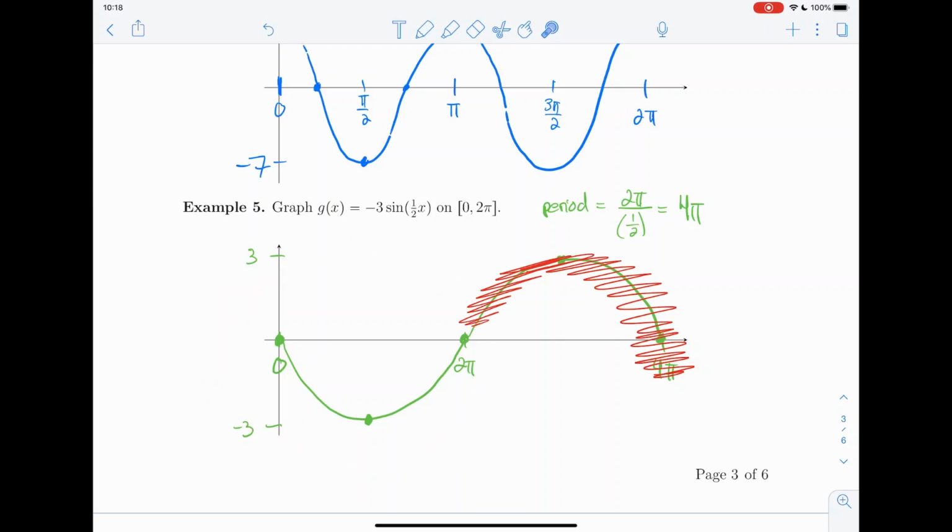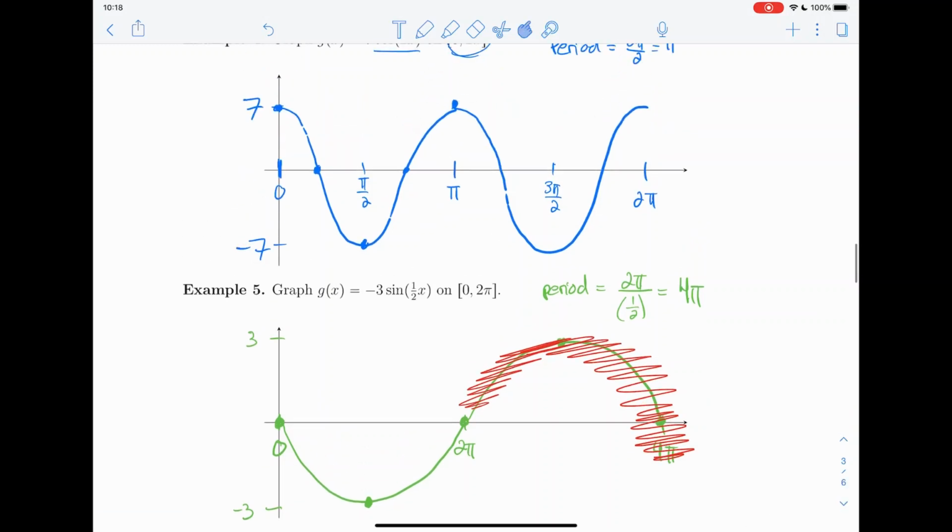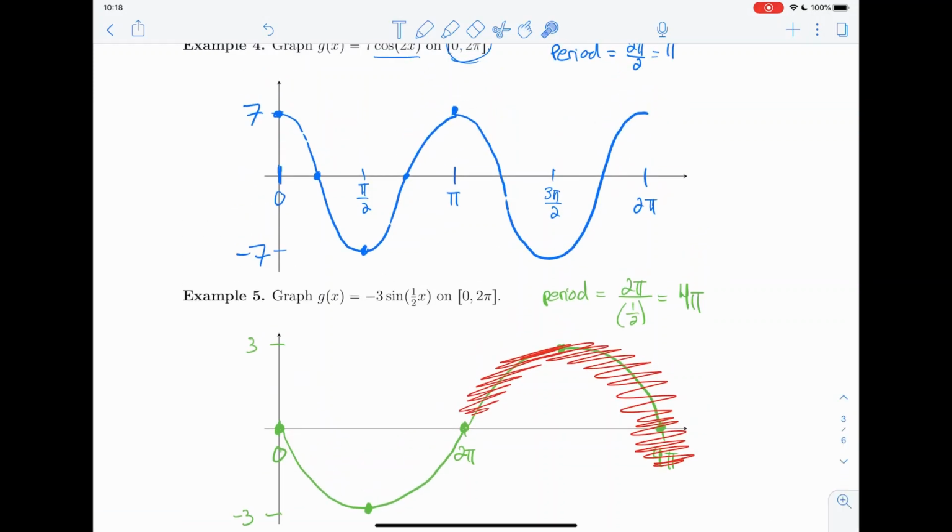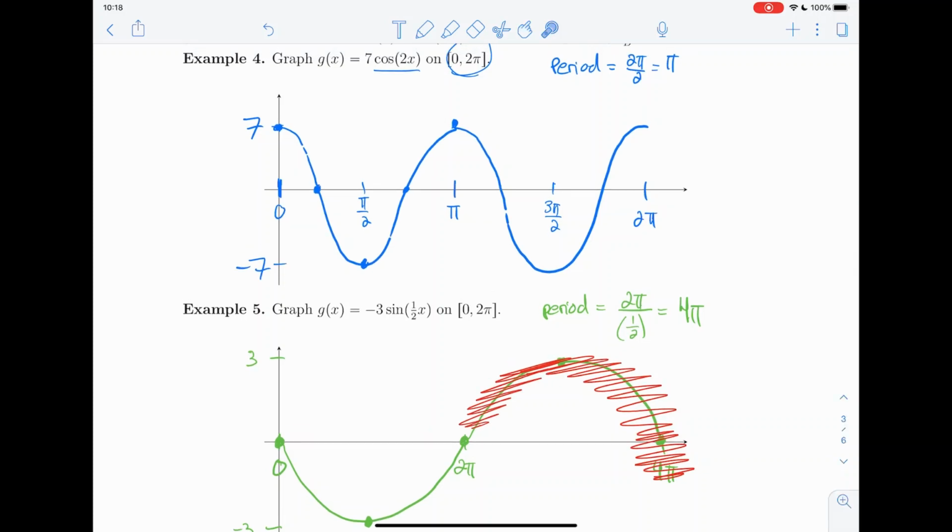This is going to take some getting used to and some practice to understand this a little bit more. The key takeaway here is that when I multiplied the inside by a value larger than 1, it shrank the period, and so I got more copies. If I divide by a value on the inside, that stretched the period, and therefore I got far fewer copies. In fact, here I only got half a copy from 0 to 2 pi.